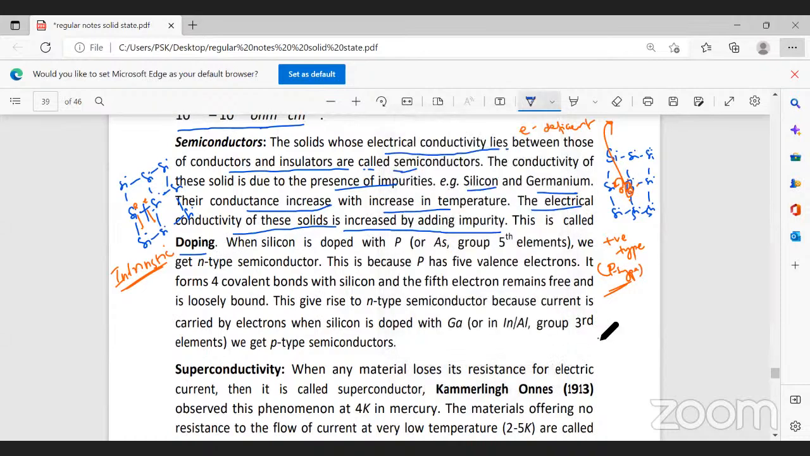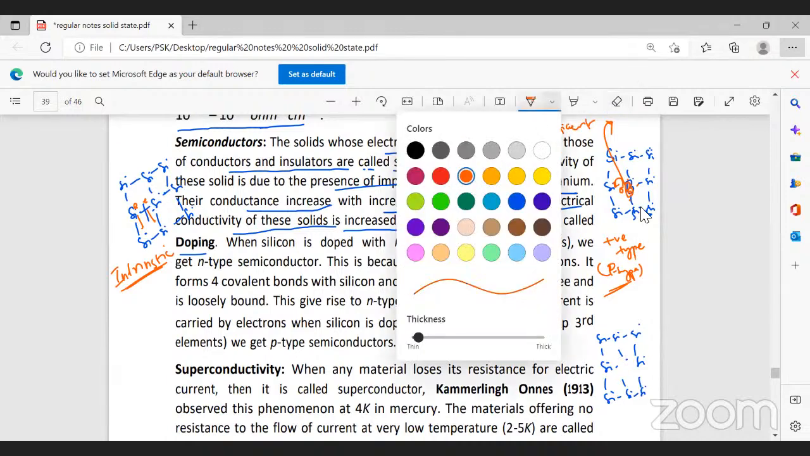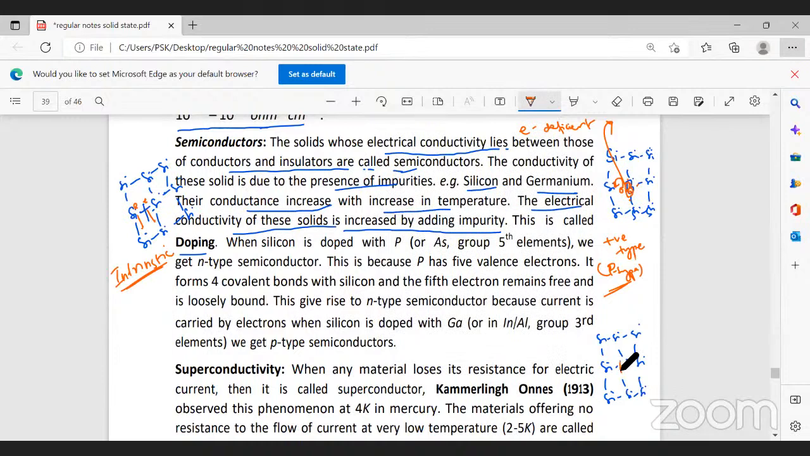Likewise, if I have silicon here and silicon, I'll write silicon here also. All these are silicon atoms. Now, if one of the silicon atoms is replaced by a pentavalent impurity, like phosphorus, 5 electrons it will have in the outermost orbit. So 4 bonds are formed. The 5th electron will be free. This 5th electron will start moving. So this movement of the 5th electron will make this silicon also a conductor.